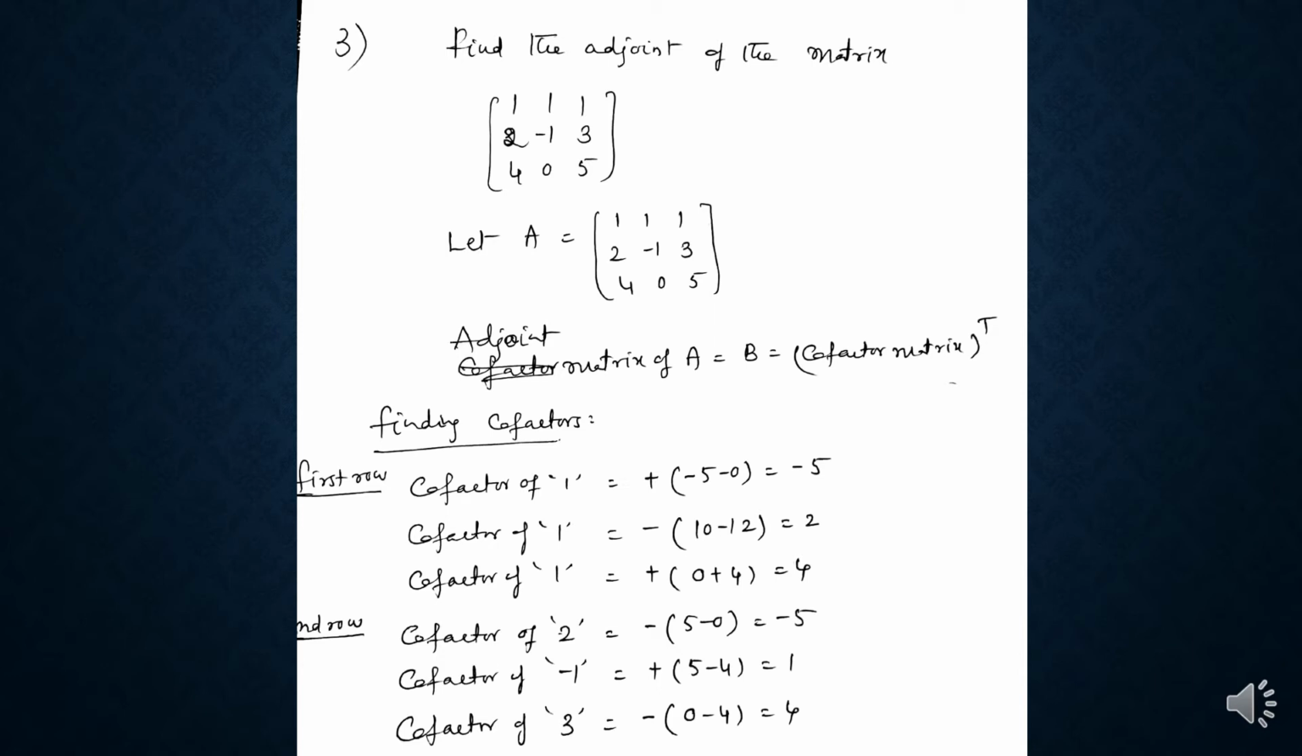Now by taking the second row elements, cofactor of 2 is equal to minus into, by deleting this column and row we will get 1, 1, 0, 5. 1, 1, 0, 5, that is 5 into 1, 5, minus 0. So that is equal to minus 5. Similarly, cofactor of 3 is minus into, deleting this column and row we will get 1, 1, 4, 0. That is 0 minus 4, that is equal to 4.